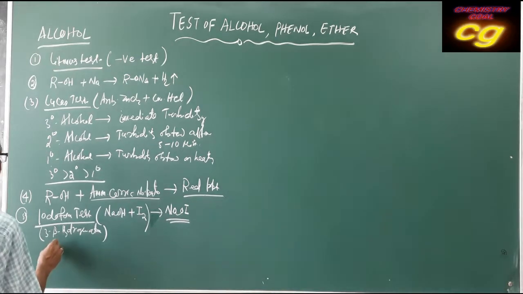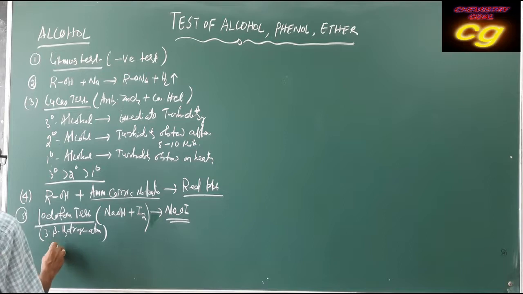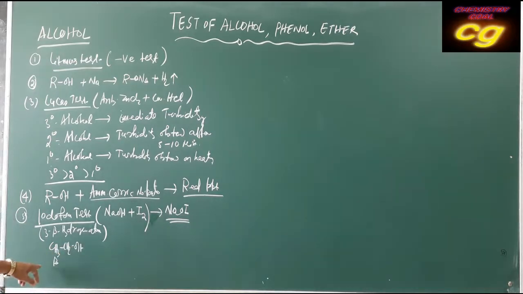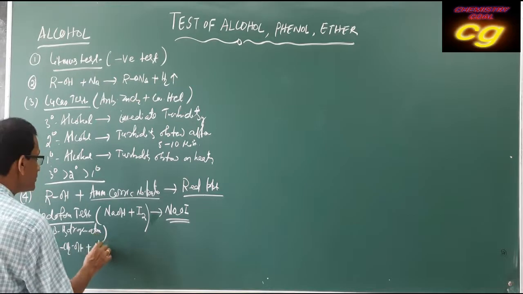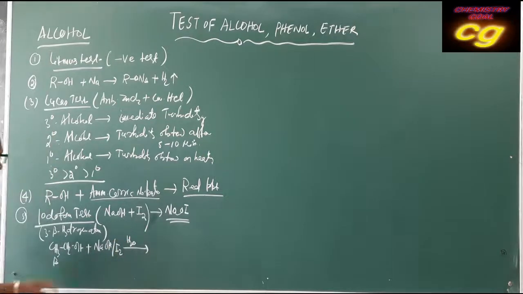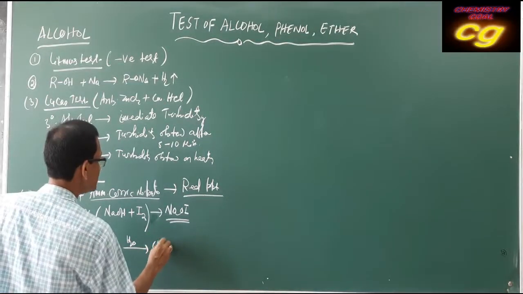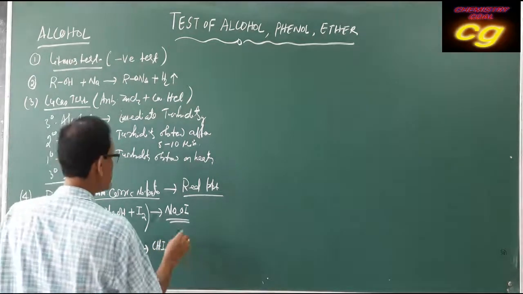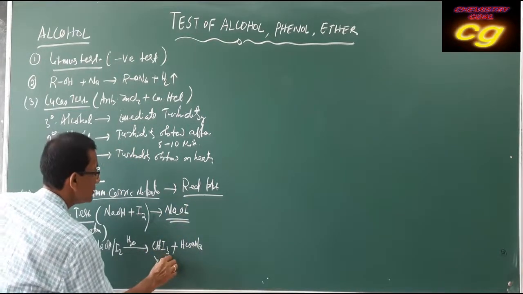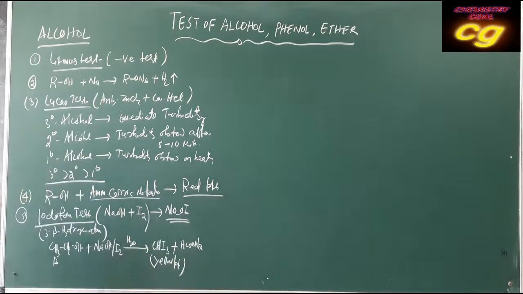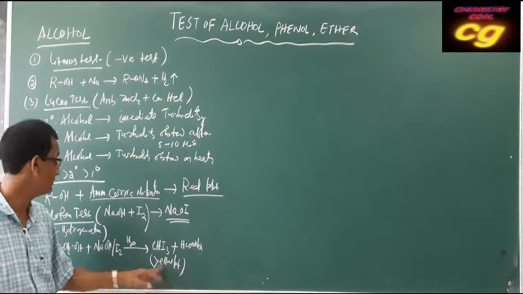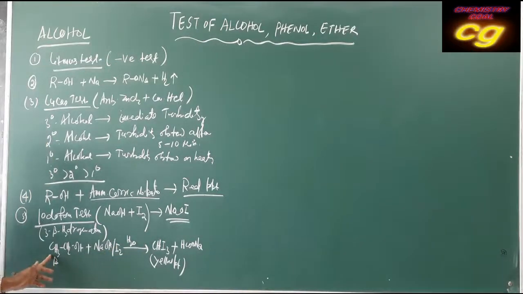Suppose an alcohol CH3CH2OH has 3 beta hydrogen atoms. When it reacts with NaOH and iodine, followed by hydrolysis, the product is CHI3 plus sodium formate. This is obtained as a yellow precipitate. So the alcohol which gives the haloform test gives a yellow precipitate, which indicates the presence of 3 beta hydrogen atoms in the alcohol.